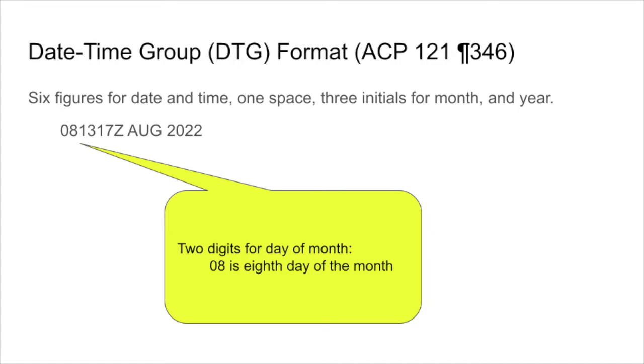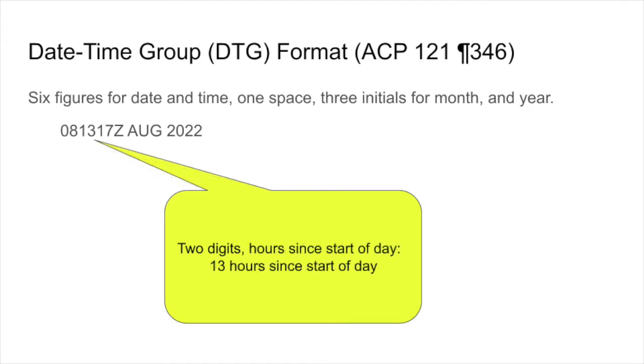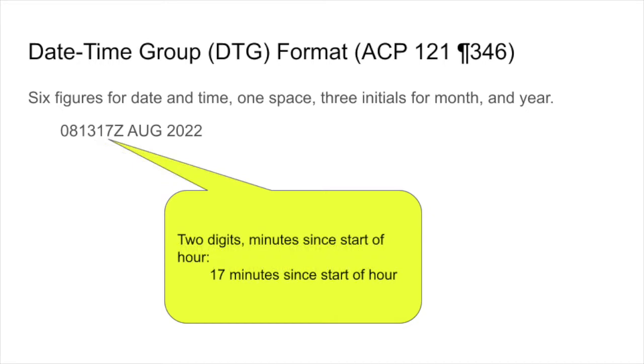So our example that we want to look at here, at the time that I drafted this slide, we have 081317 Zulu. So our first 2 digits are the day of the month. 08 is the 8th day of the month. We move on to the next 2 digits, and this is the number of hours since the start of the day. That is 13 hours since the start of the day. We move on to the next 2 digits, and we see how many minutes we are into the hour. 17 minutes into the hour.